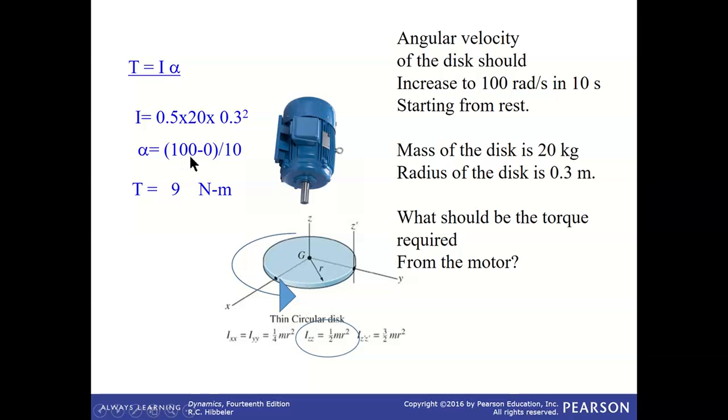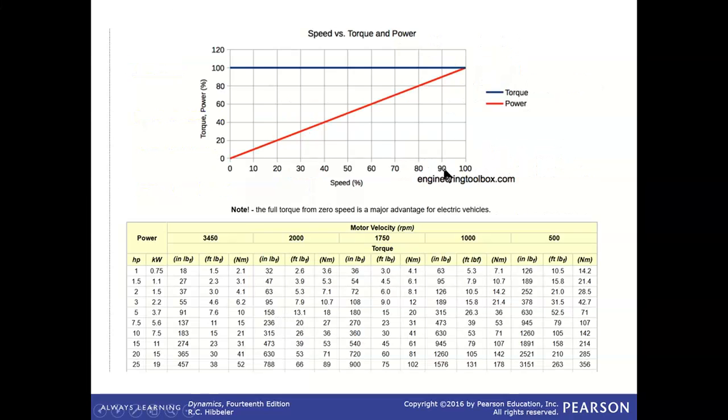So it's 100 minus 0 because it's starting from rest, divided by time, which is 10 seconds. When you substitute I and alpha into the equation of torque and calculate it, its value is 9 Newton meter. That means we need an electric motor with at least 9 Newton meter torque. If the motor has torque less than 9 Newton meter, we will not have this 100 radians per second in 10 seconds.